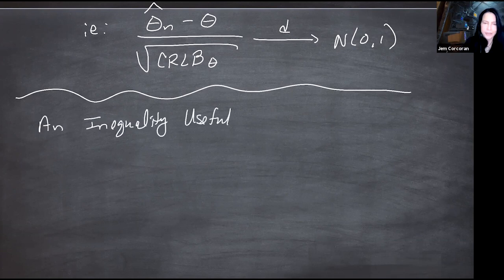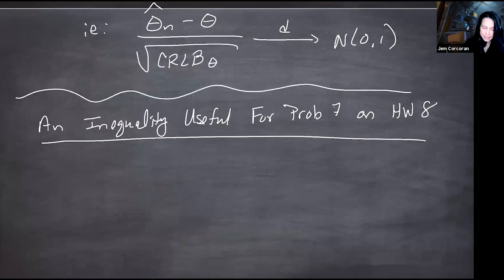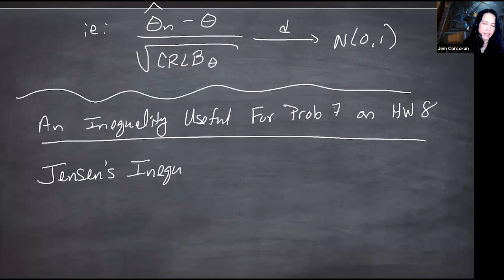And undergrads, don't tune out because this may be useful for you in the future. Useful for problem 7 on homework 8. This is known as Jensen's inequality. And it's about taking expectations through functions.